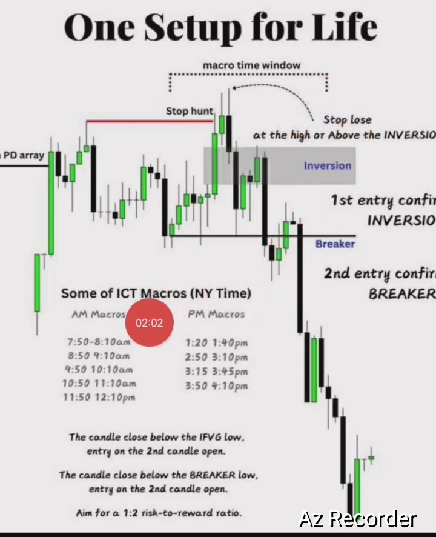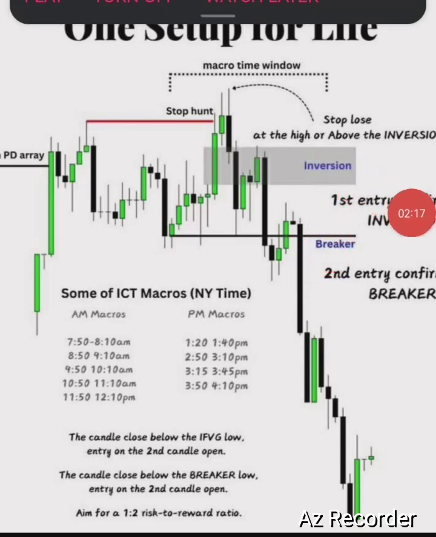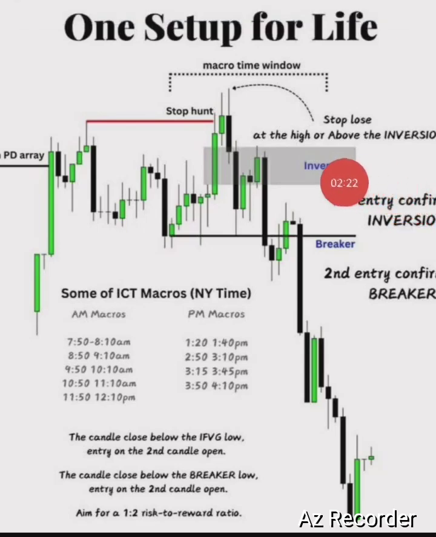So you can see the entry rules for the inversion setup: enter on the second candle open after the candle closes below the IFVG, including a fair value gap low. For the breaker setup, enter at the first candle open after the candle closes below the breaker's low.